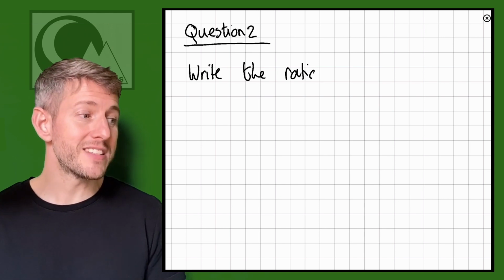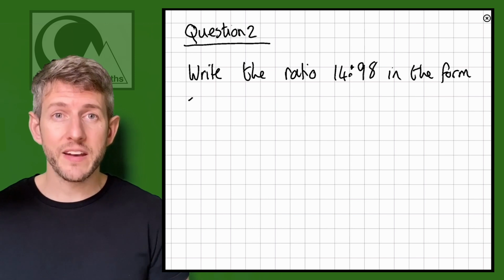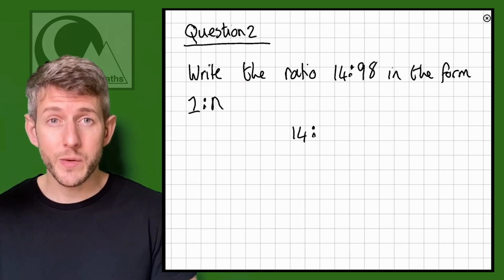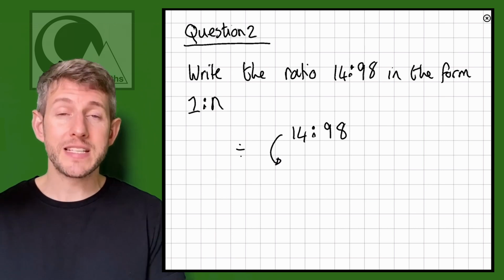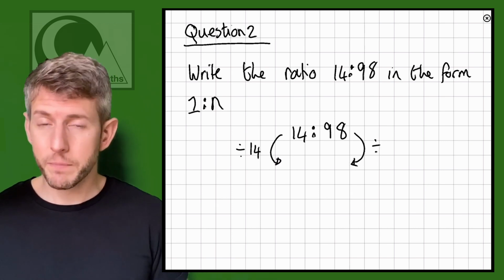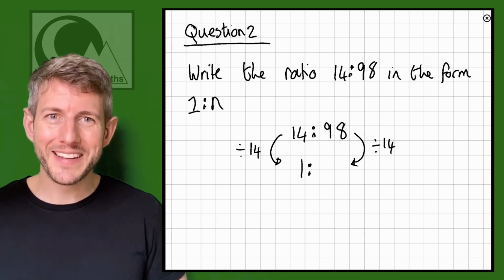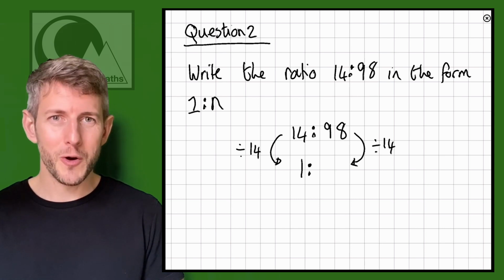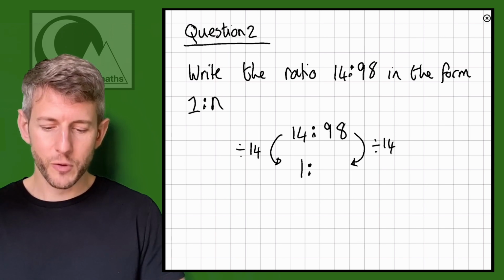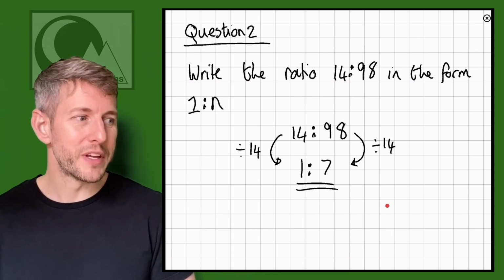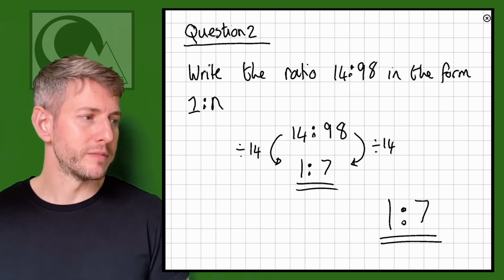Okay, let's have a look at the next one. The next question says, write the ratio 14 to 98 in the form 1 to n. So this time we're going to have to turn that 14 into a 1. So remember, that just means we're going to divide everything by 14. So 14 divided by 14 is 1. I'm going to use my calculator for the 98, not too hot on my 14 times table. So 98 divided by 14 is 7. So there we go, question 2, that answer is going to be 1 to 7.